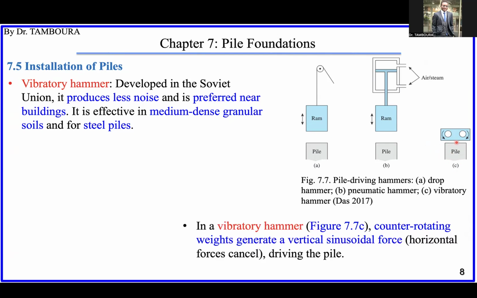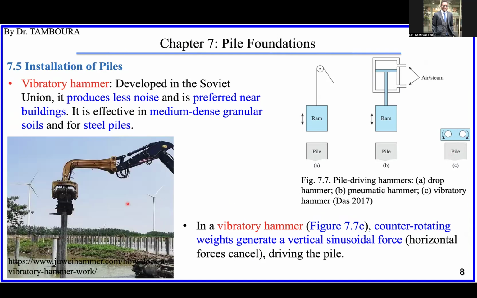How does it work? You have counter-rotating weights. You see these two weights, they are rotating, and by doing that they generate a vertical sinusoidal force, and that force will drive the pile into the soil. There are some horizontal forces generated on both sides, but these two cancel each other. So the vertical force will push the pile down.